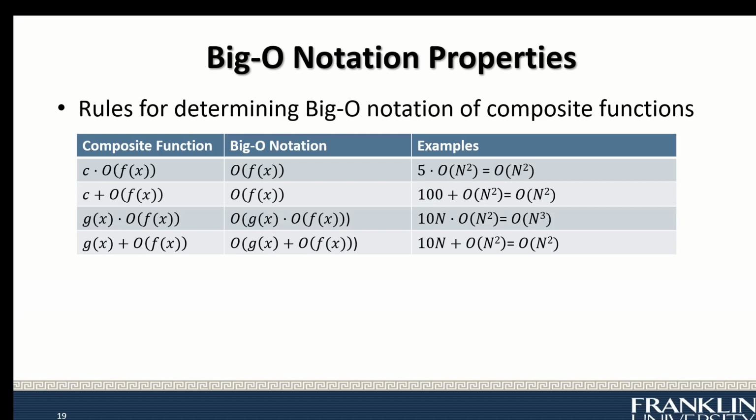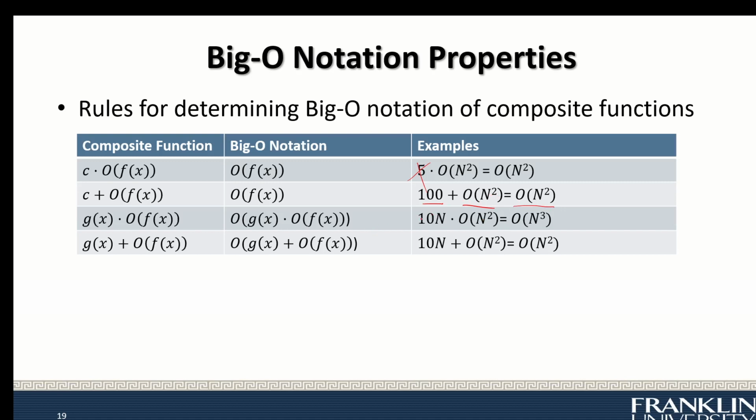And some other composite functions for the big O notation property. As I said earlier, any constant in front of the big O, you can drop, because we're only looking for the trend. You also look for the worst case scenario. So 100, which is a constant time, and O(n squared): O(n squared) is worse than the constant. So your runtime is O(n squared).